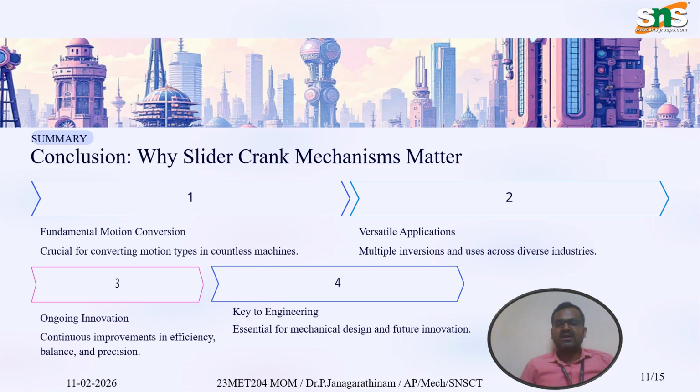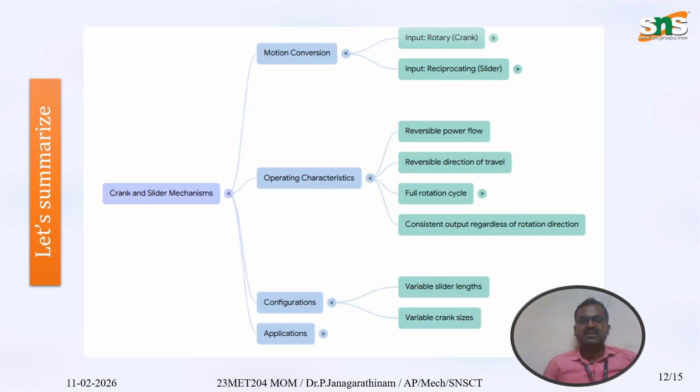And this is the conclusion on why we select the slider crank mechanism: it is a crucial part for converting rotary into linear motion. Multiple inversions can be incorporated, so we can easily convert the motion types, with continuous improvements in efficiency and overall performance. These are some of the key summary points on why we select this kind of slider crank mechanism. This is the overall mind map summary of today's topics: motion conversions, the basic types, configurations, applications and operating characteristics.